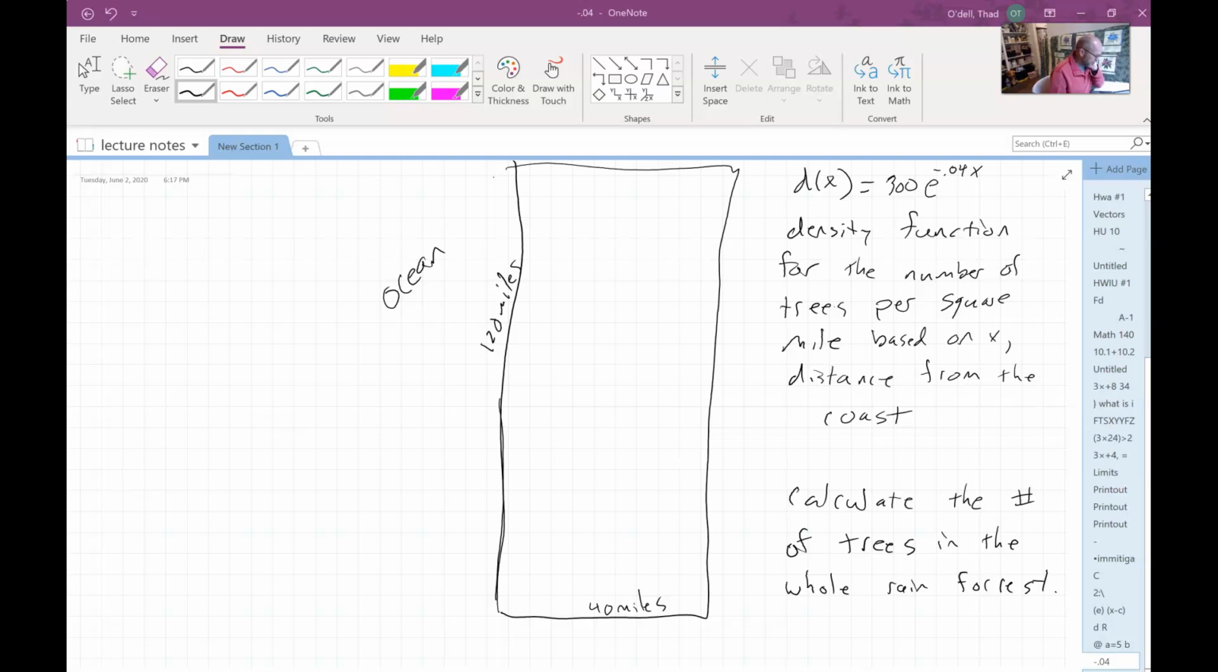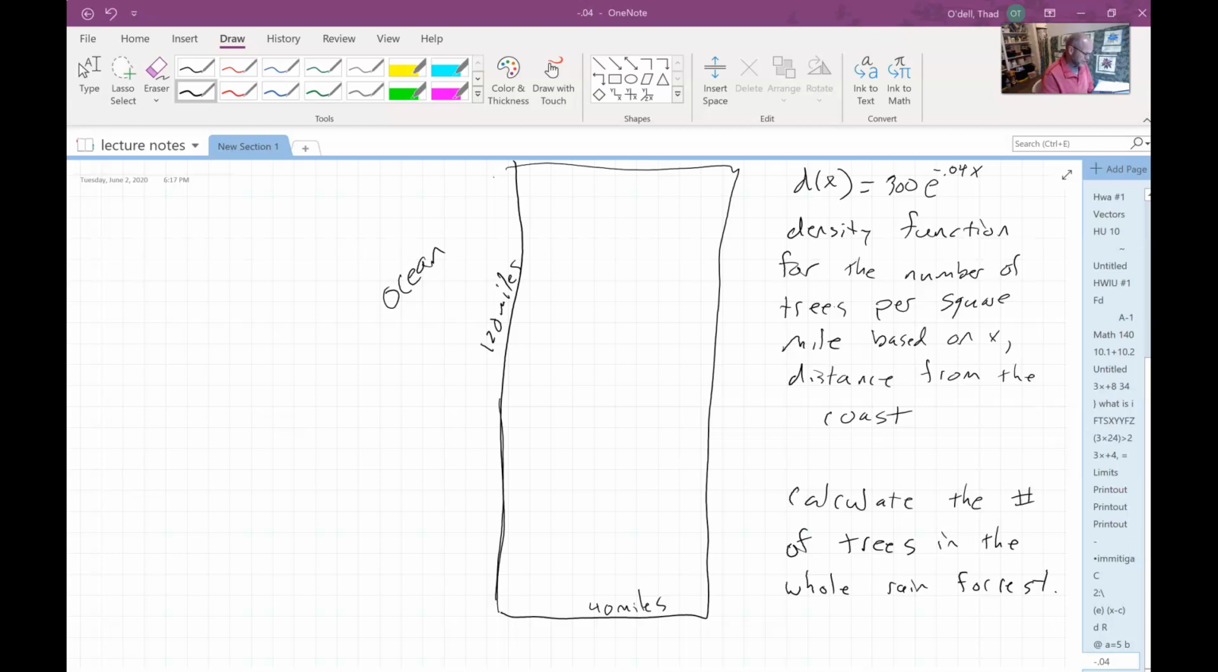In this video, we're going to be talking about dealing with density functions. This is another application of integration, and we actually talked about this idea a little bit at the beginning of the quarter. In fact, I think we talked about this very same idea.